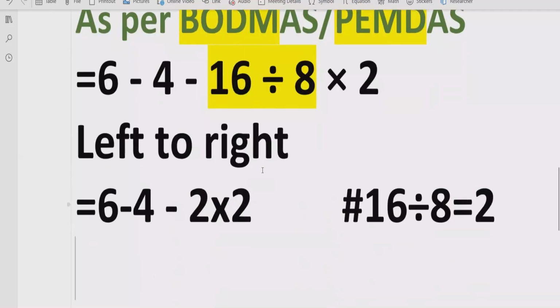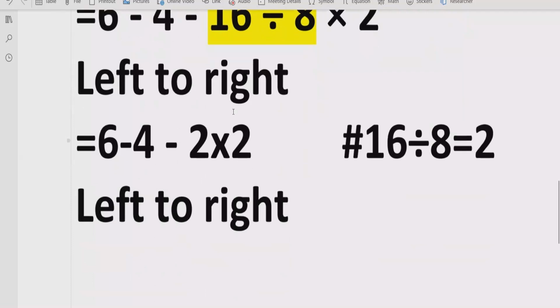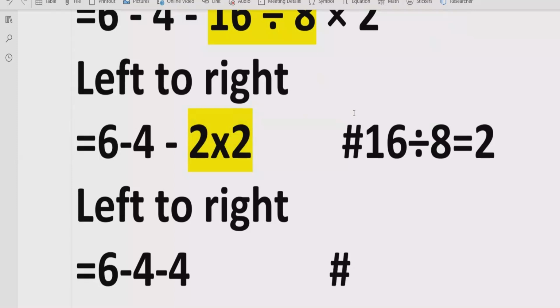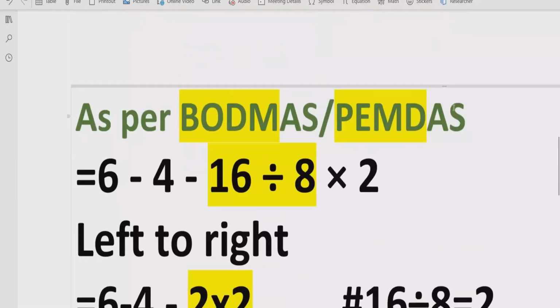Now move forward. Again, we have to go left to right and find out which is coming. So this time we have this multiplication. So we have to solve this one. Now 6 minus 4 minus 2 times 2, which is 4. And here we have to give the reference: 2 multiplied by 2 equals 4. Now move forward. We have solved the multiplication and division, or you can say the division and multiplication.